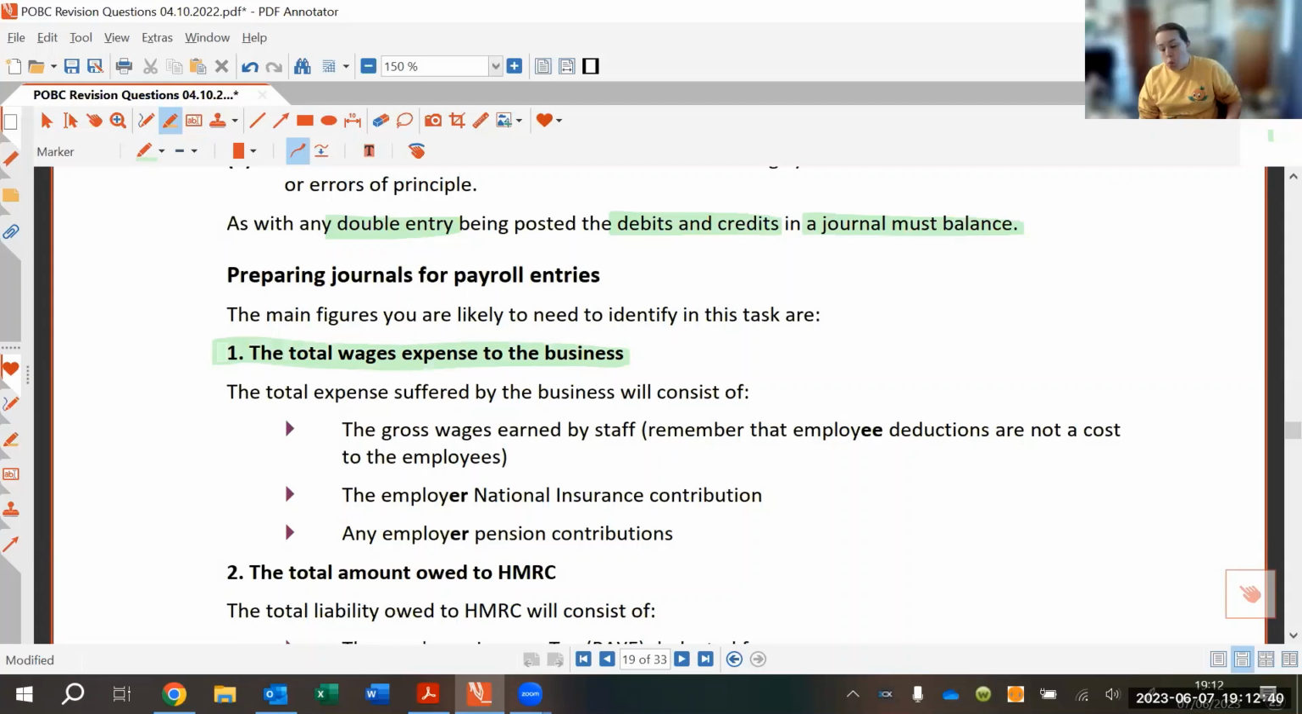So as we would expect, we're going to have to include in this figure the gross wages. So that's what we are paying the staff. And then you will also have one or both of these. You're going to have contributions for national insurance from the employer's side. You're looking for that word employer always. And you may have pension as well, so any employer contributions to pension. And as you'll see in the task, it will all be listed out with the different figures. So you're looking for anything with the word employer in, and that will be a cost to them.